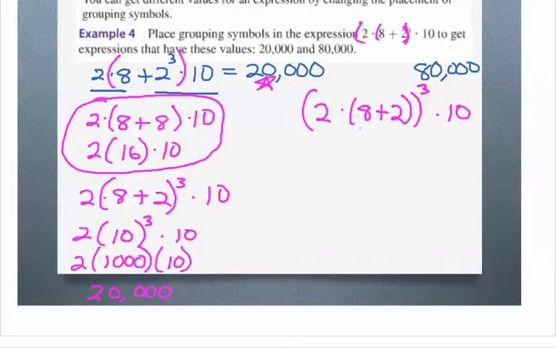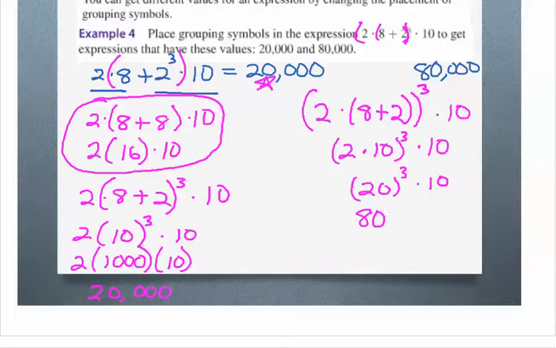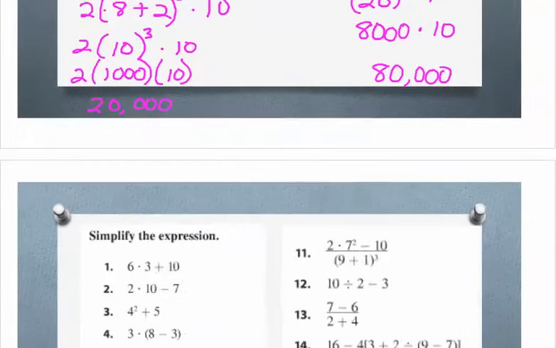Let's do what's inside the parentheses. 8 plus 2 is 10, so I've got 2 times 10 cubed times 10. And 2 times 10 is 20, so we're going to do 20 cubed times 10. 20 times 20 times 20 is 8,000, and when we multiply that by 10, we get 80,000. So that is how you can work backwards to group things together to make them come up with an answer that you want.